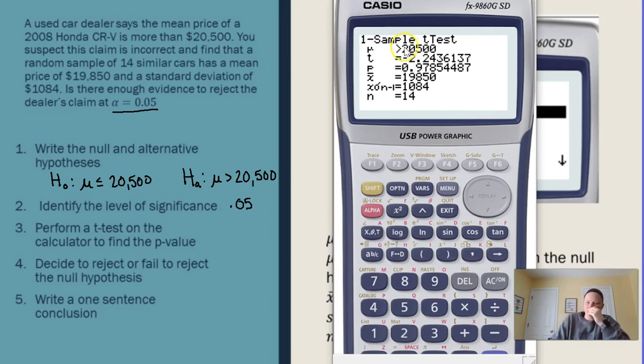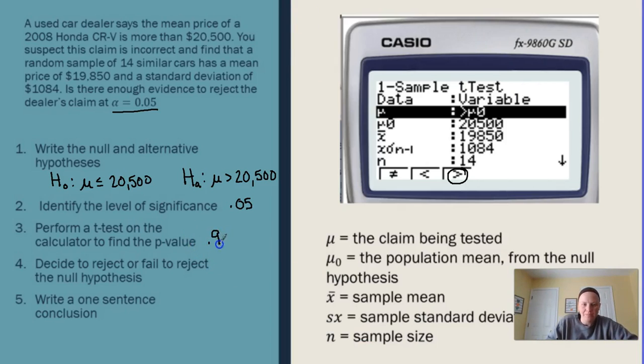The first couple things, like mu is greater than 20,500, that's just saying this is what we're testing. X bar we typed in, standard deviation we typed in, n we typed in. The important number for us is going to be p. So that p-value right there, 0.9785, that's just like when we got the p-value from the z-table. This time instead of having to look at a table, the calculator is just going to give it to us. So the p-value that we got was 0.9785.